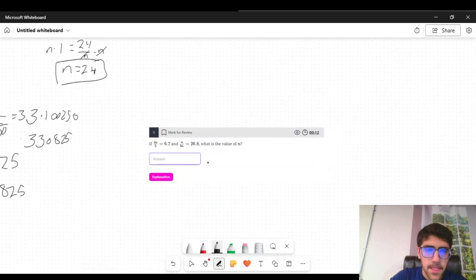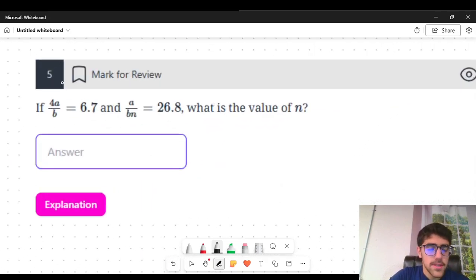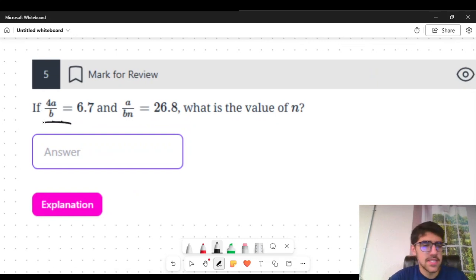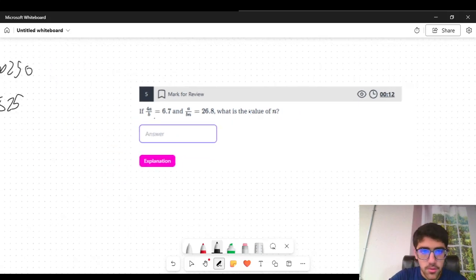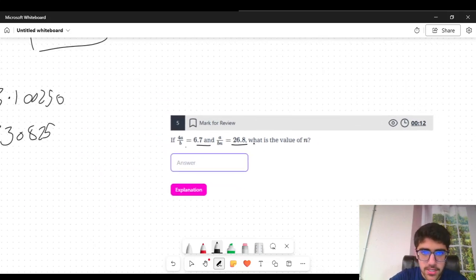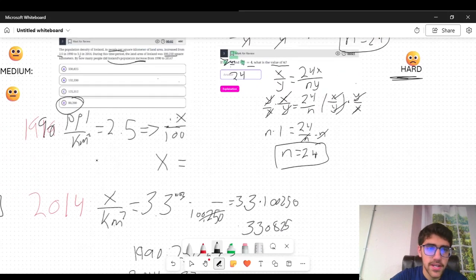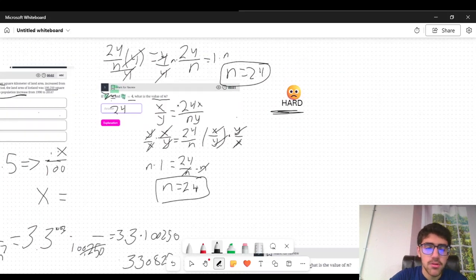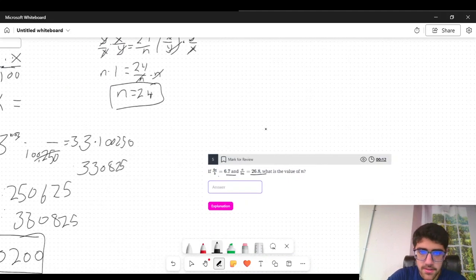Okay, it's down here. This one is similar to the last one. It's just a little bit more difficult, but it's generally the same thing. This one tells us 4a over b equals 6.7 and a over b times n equals 26.8. What is the value of n? For this one, the first way isn't going to work, because the first way we solved it was recognizing that both of them are equal to 4, so I could just set them equal. That's not going to work this time.